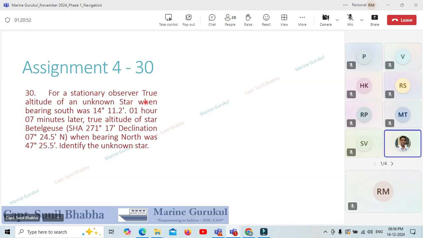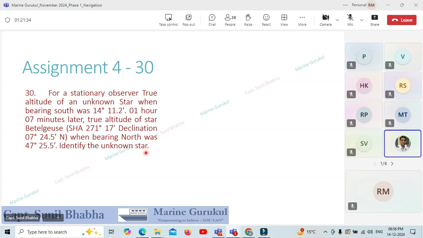For a stationary observer, the true altitude of an unknown star when bearing south was 14 degrees 11.2 minutes. 1 hour and 7 minutes later, the true altitude of star Betelgeuse, having a SHA 271 degrees 17 minutes, declination 7 degrees 24.5 minutes, when bearing north was 47 degrees 25.5 minutes. Identify the unknown star.